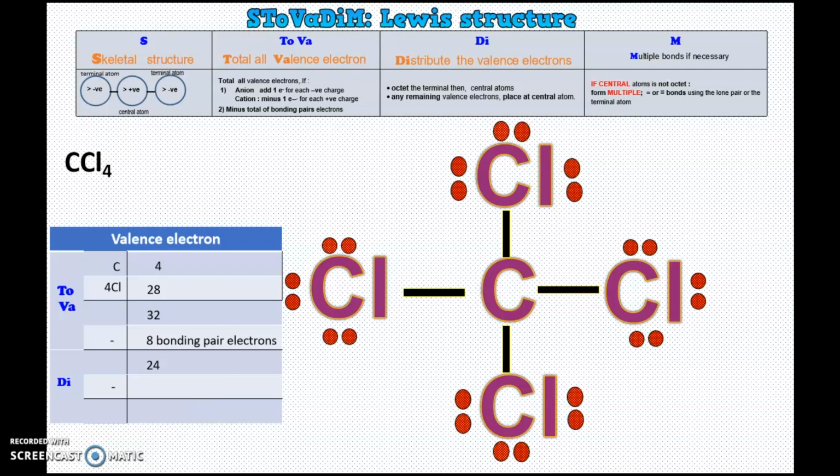Any remaining electrons after all terminal atoms have achieved octet, place it at the central atom. For this example, we do not have the remaining electron. Let's check the octet configuration for all terminal atoms. And yes, all chlorine atoms have achieved octet configuration.